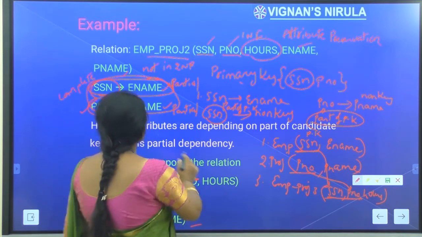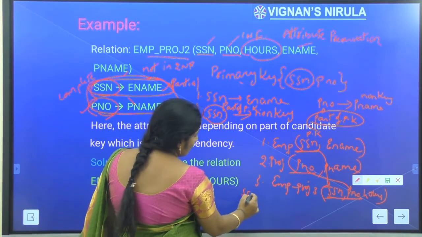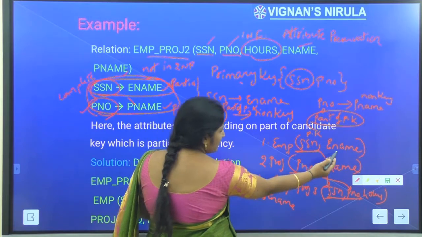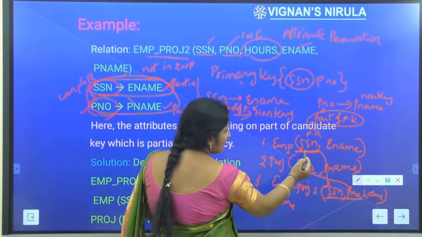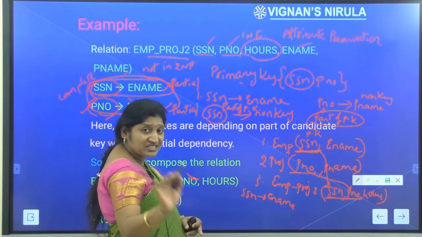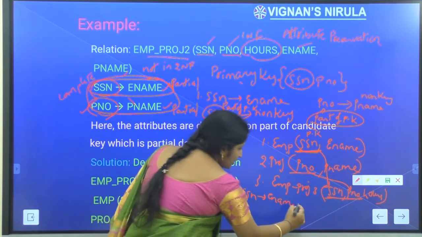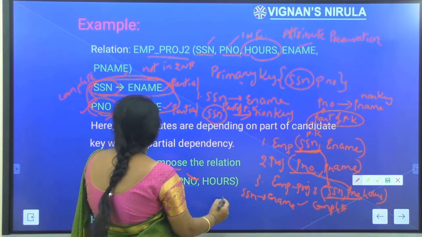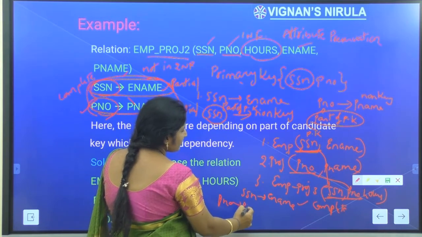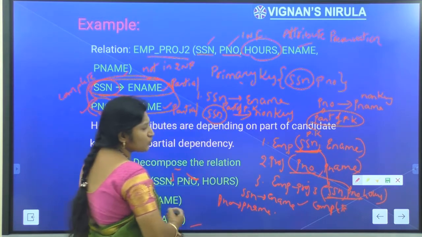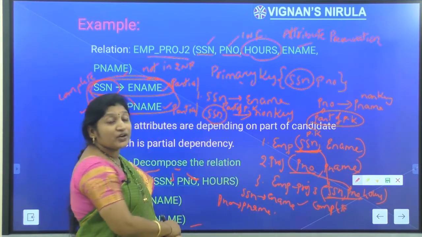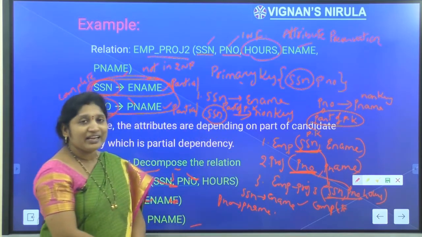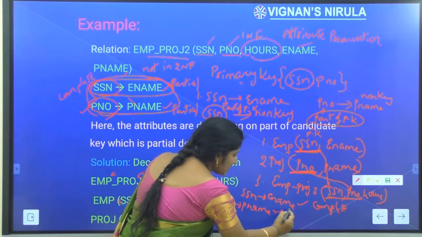So see, coming to SSN implies E name now, is it the complete FD or not? Yes. E name is the non-key, dependent on the entire primary key. Why? Because in the first table SSN only is the primary key. So it is a complete FD, it is not partial. Coming to the next one, P number implies P name. Here also, P name is a non-key, dependent on the entire primary key. Why? Because in the second table P number is the entire primary key. So it is also complete.